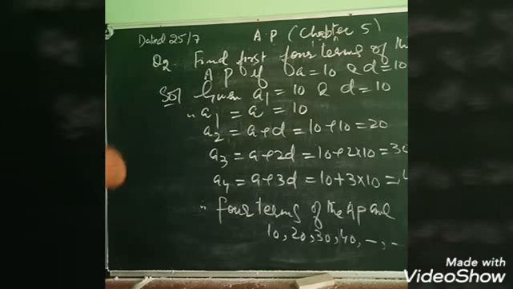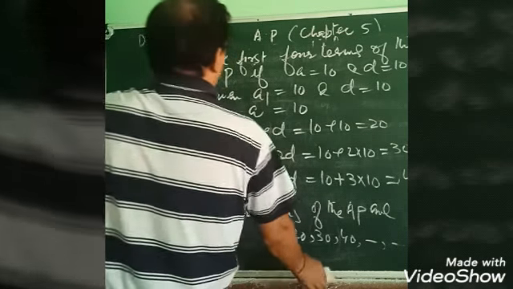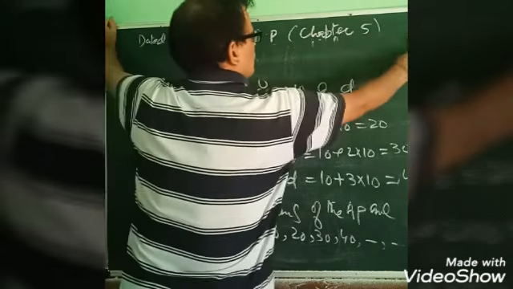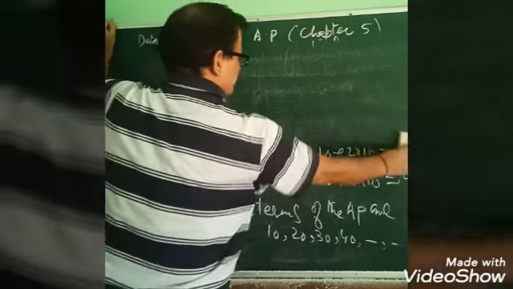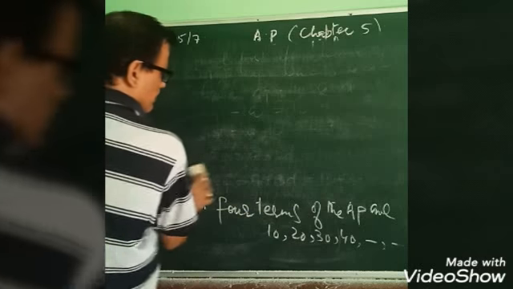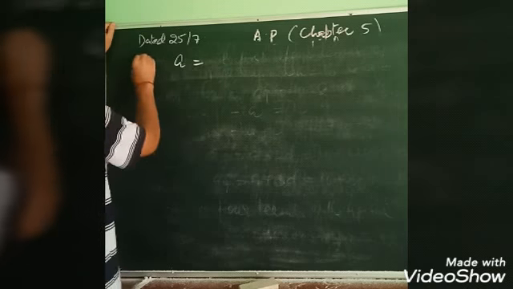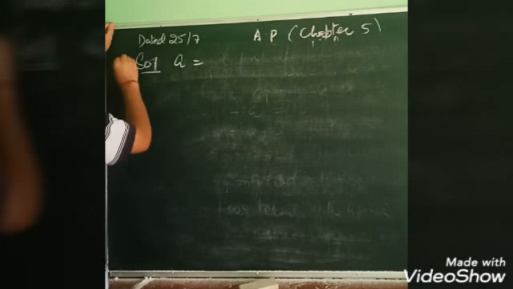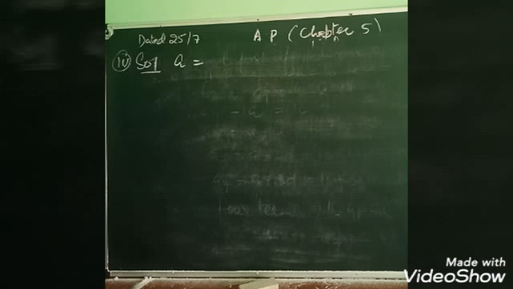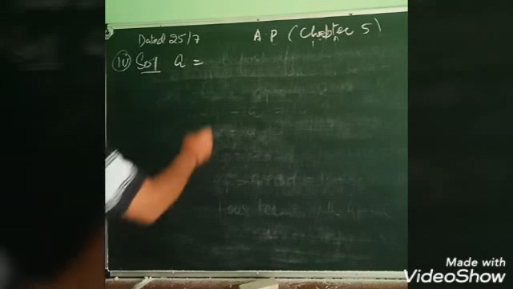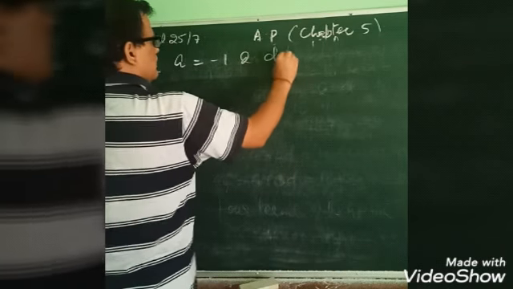Next, second part. If A is -1, D is 1 by 2, it is the fourth part. Second and third, you can try on your own. Let us do the fourth part of the question. Solution, fourth part. A is equal to -1, D is 1 by 2.